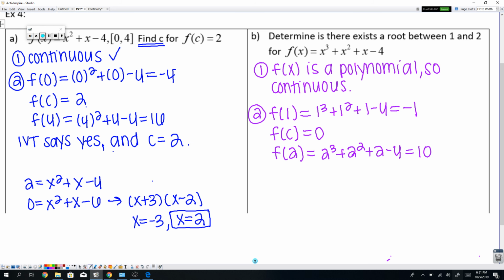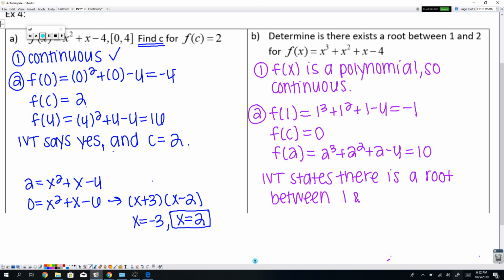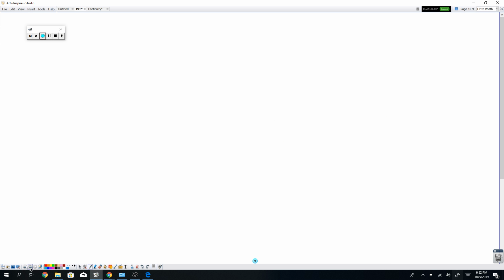So determine if there exists a root. IVT states there is a root between 1 and 2 because f of 1 is less than 0, which is less than f of 2. Alright, I hope that helps, and that should be everything.